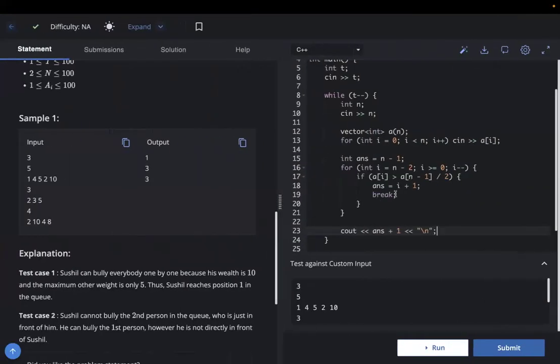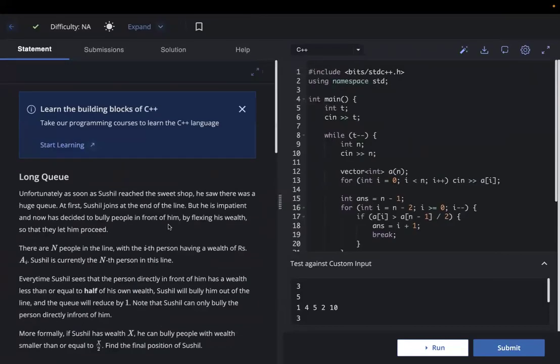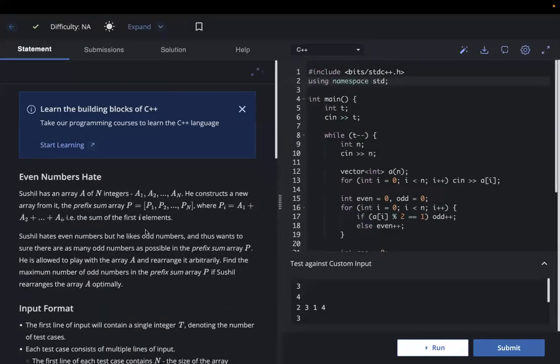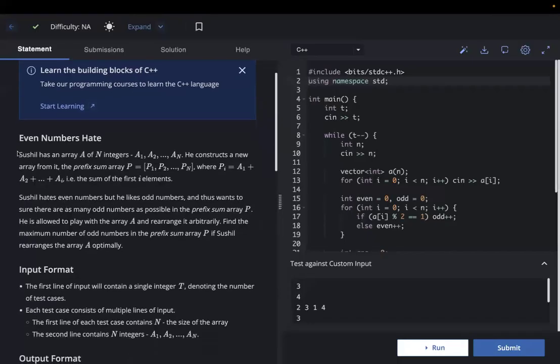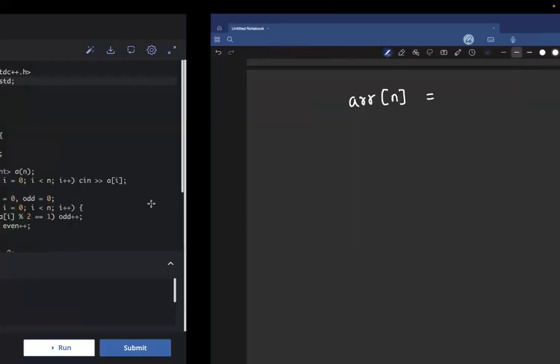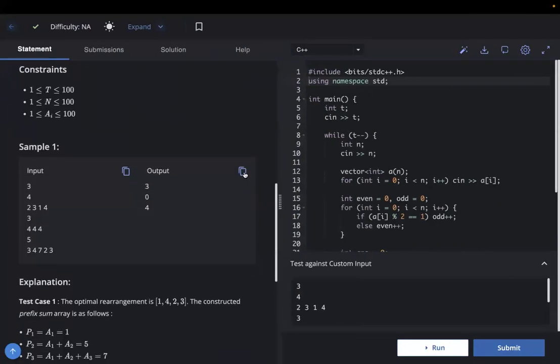So if it is clear, then let's move on to the next problem. The third problem. This problem says that Sushil has an array A of n integers. Let me just explain it here. Sushil is having an array of length n. Let's say we have 2, 3, 1, 4.